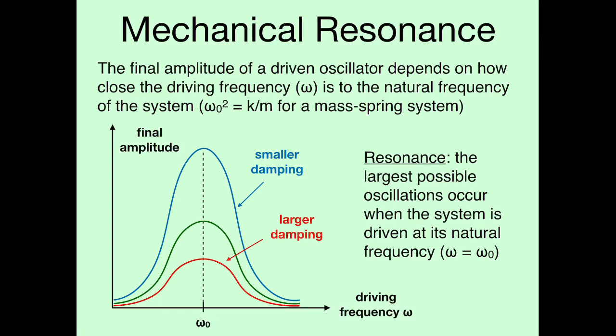And the different curves correspond to different amounts of damping in this case. So if you have a lot of damping, then your resonance curve is going to look kind of wide with a very small peak. If you have less damping, then your resonance curve is going to look more narrow with a higher peak. But in every single case, again, the peak is going to be located at the natural frequency of the system. That's where you get the biggest possible oscillations.